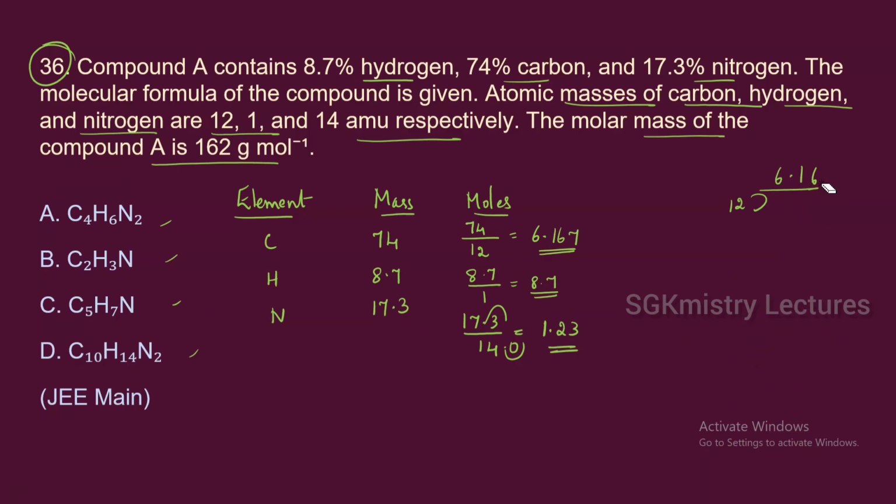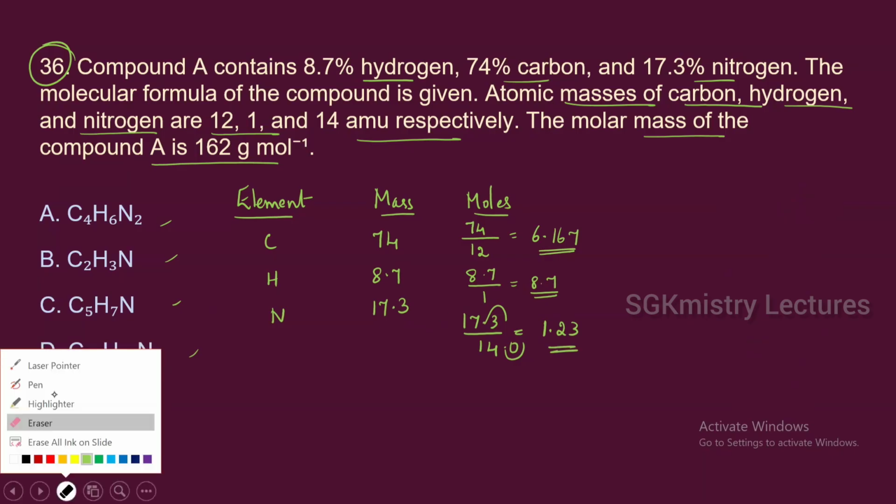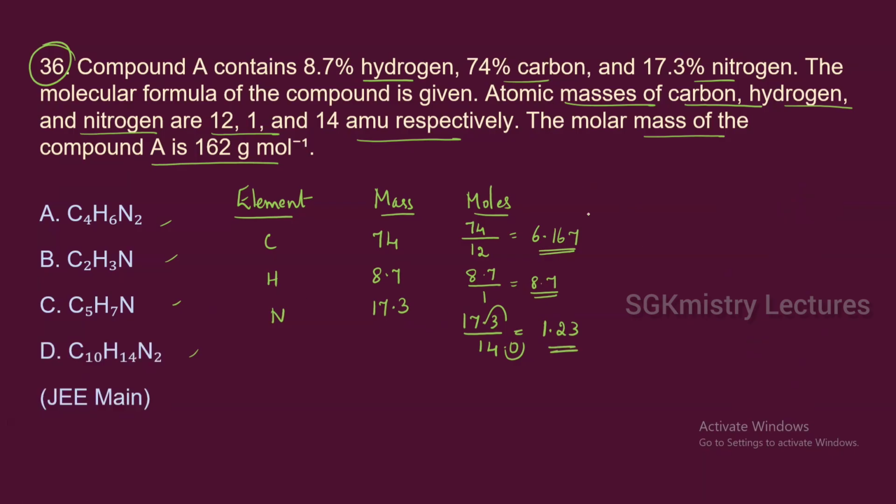So we have got the number of moles now, but it is not in whole numbers. So what we need to do is divide all these numbers by the smallest number. So we have the smallest number, that is 1.23. So you're going to divide for carbon, that is 6.167 divided by 1.23. Next, for hydrogen, 8.7 divided by 1.23. And then for nitrogen, 1.23 divided by 1.23. So now we are almost getting the whole numbers. You need to get the whole numbers here, 1 and 1. So it becomes 1 anyway.